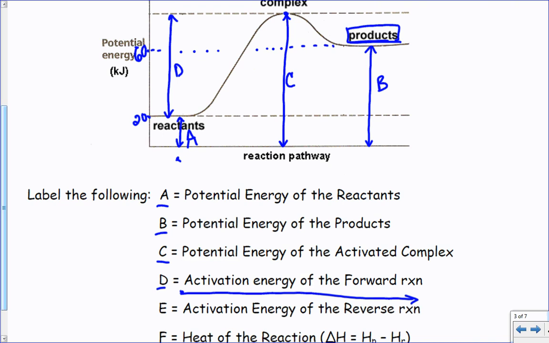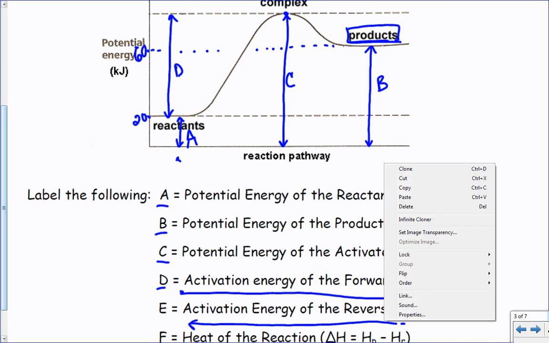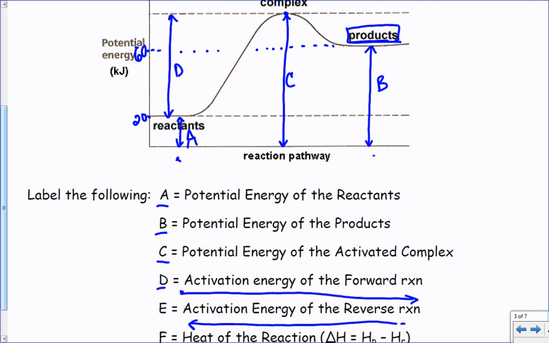E says activation energy in the reverse direction. So that's from right to left. So that means I'm starting on this side. The activation energy would be starting here and getting up to the activated complex. That is going to be letter E in this particular case.